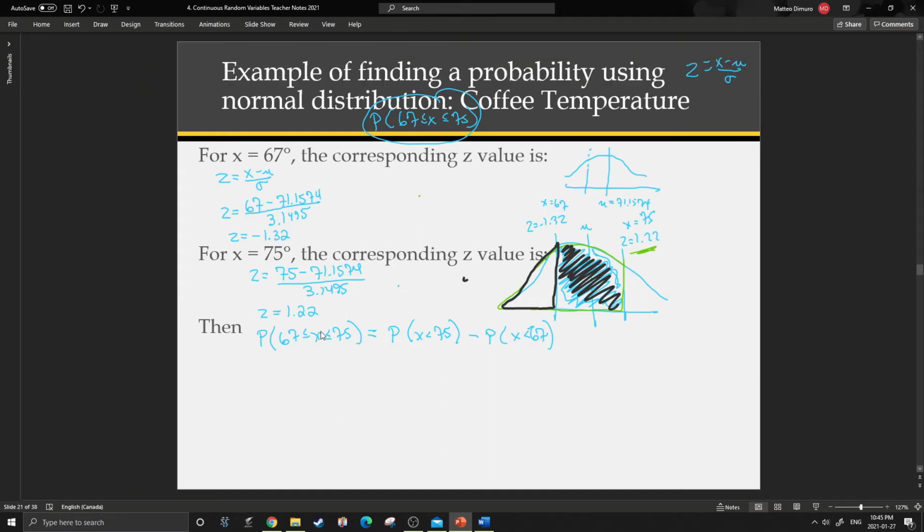Now, at a certain point, we stop writing the numbers with x and we say, well, we're looking at the normal distribution. So we use the formula to calculate the corresponding z value. So then we say, all right, well, this one is actually the z score for less than 1.22, which you can look up on the table. And this one is the z score for less than negative 1.32. Perfect. Let's go look these numbers up on our table. So first we'll look up the big one, which is 1.22.